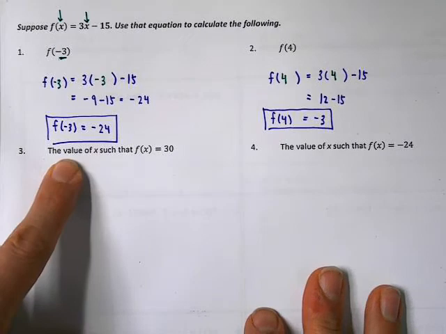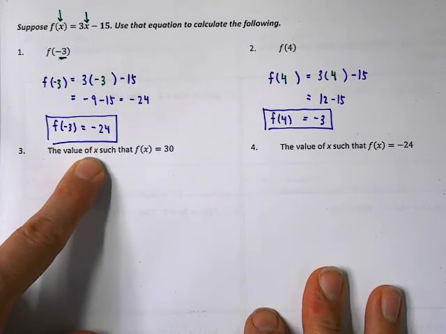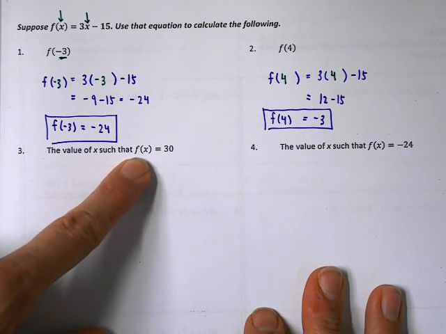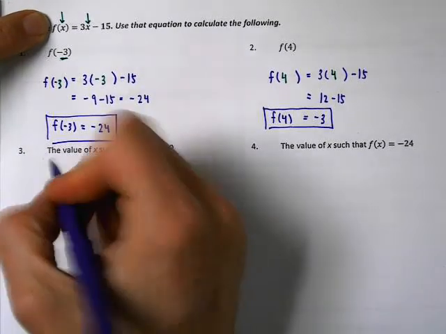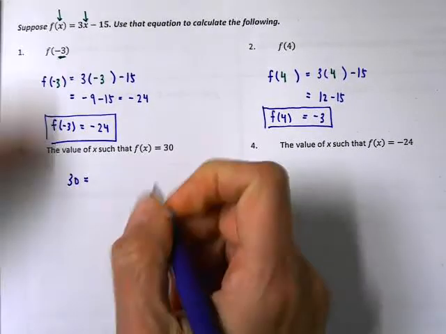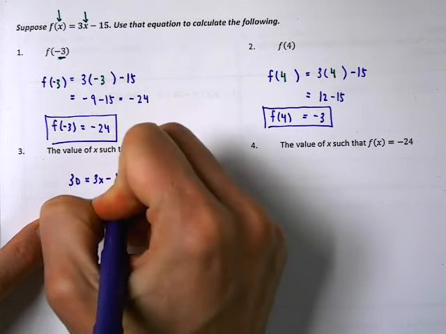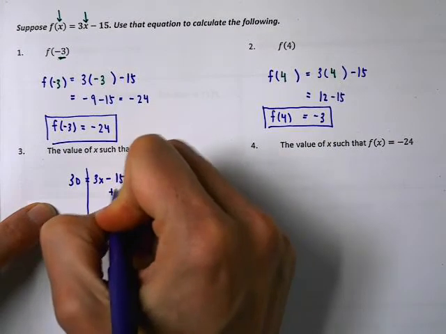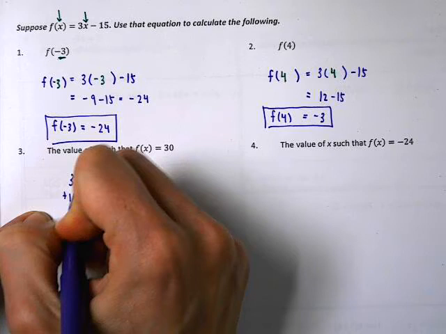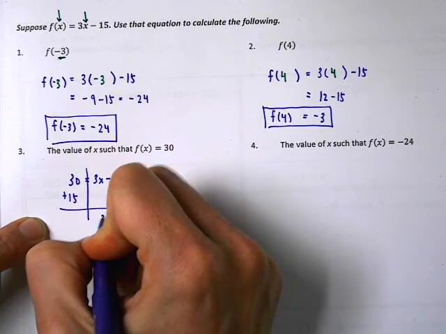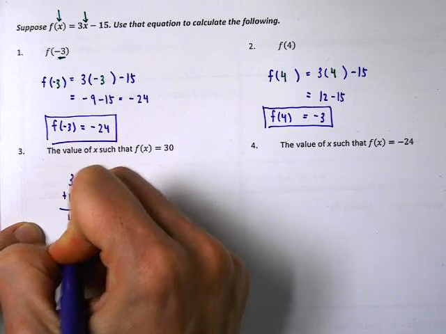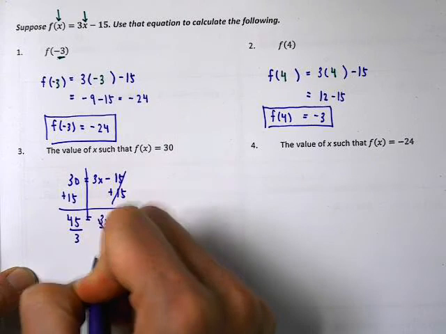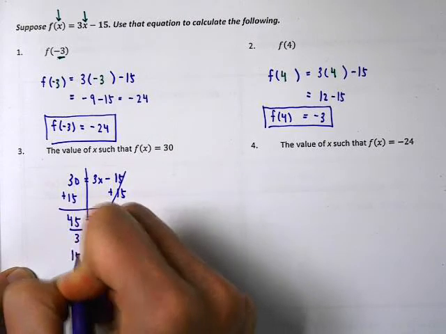Now, number 3 is a little bit different. This is asking me to find the value of x such that f of x is equal to 30. Now I'm substituting for f of x. So here I know f of x is equal to 30, and that's equal to 3x minus 15. So now I'm back to needing to solve here. So I'm going to add 15, use that inverse operation. 3x is left on this side. On my other side I have 45. To get x all by itself, I'm going to divide by 3, and so I know x is equal to 15.